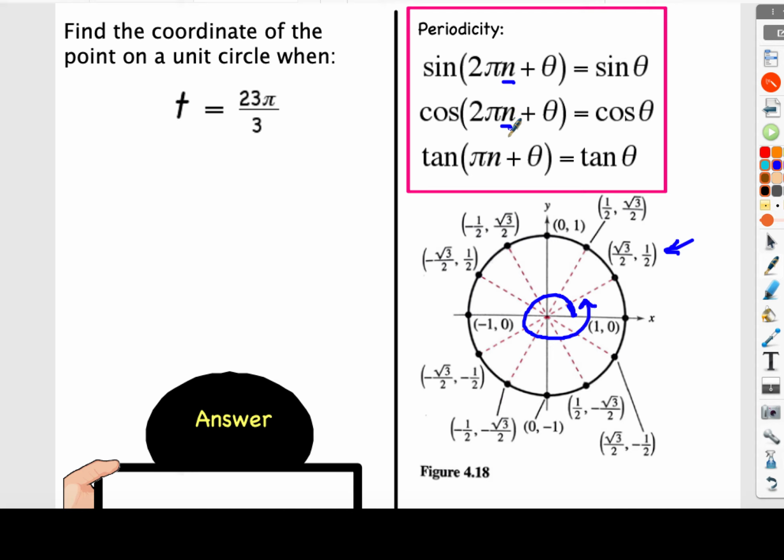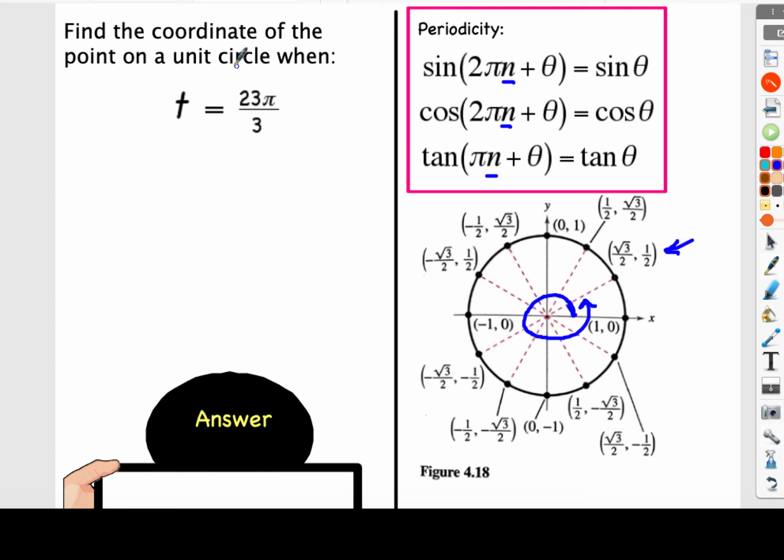We can go as many cycles as you want, around and around and around, but it's that final angle that really matters. So the sine of 2 pi plus theta is really the same thing as the sine of theta. The sine of 4 pi plus theta is the same thing as the sine of theta. You can go around and around and around that circle.